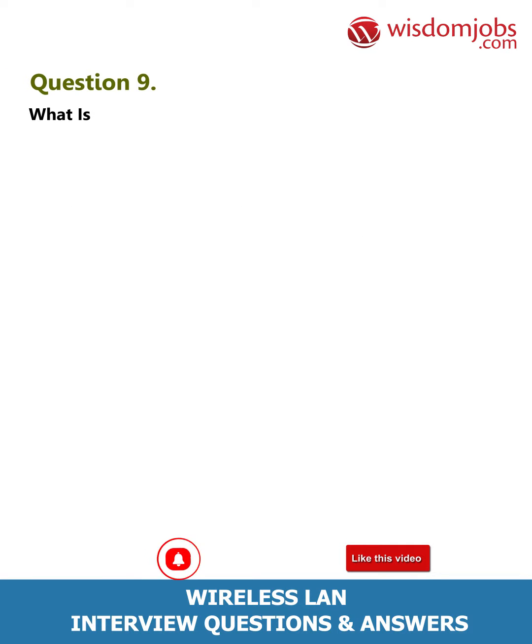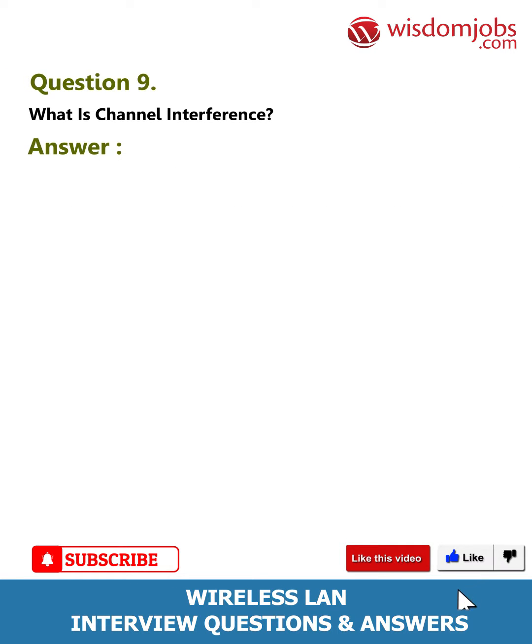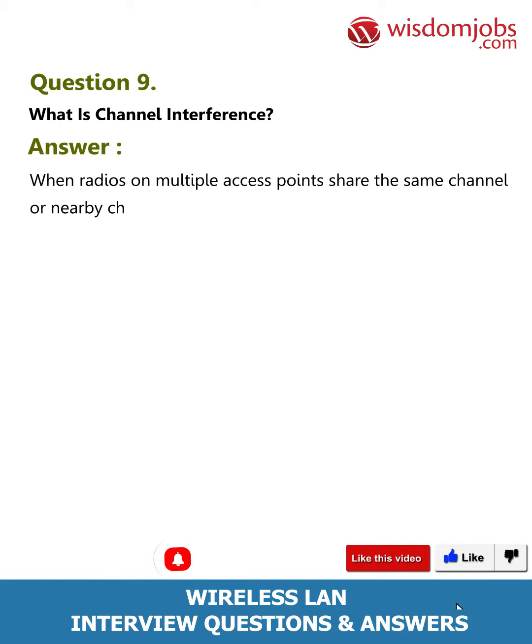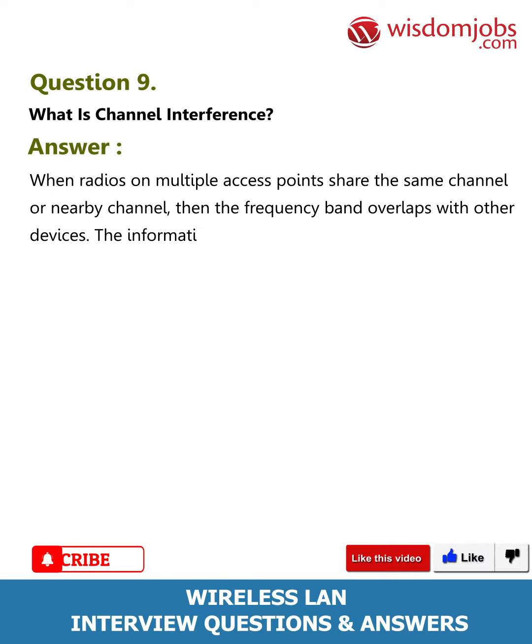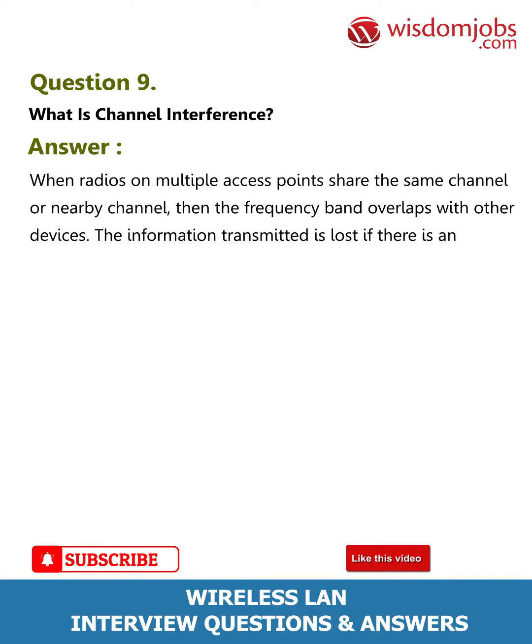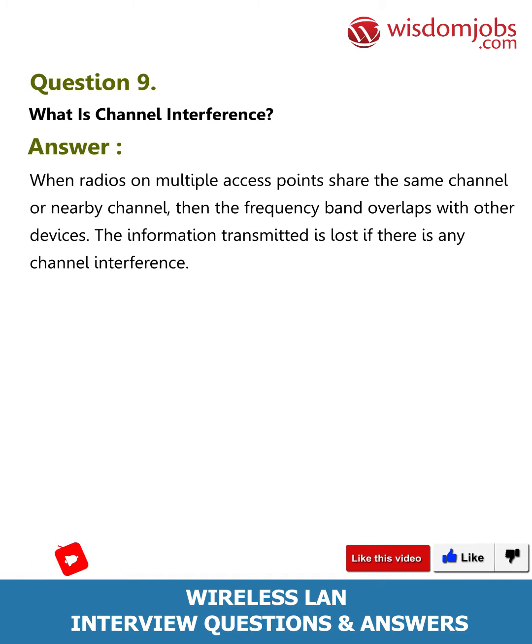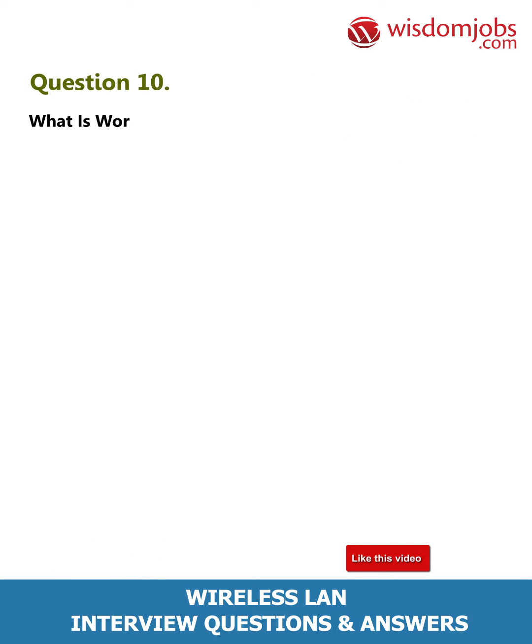Question 9. What is channel interference? Answer. When radios on multiple access points share the same channel or nearby channel, then the frequency band overlaps with other devices. The information transmitted is lost if there is any channel interference. Question 10. What is world mode?